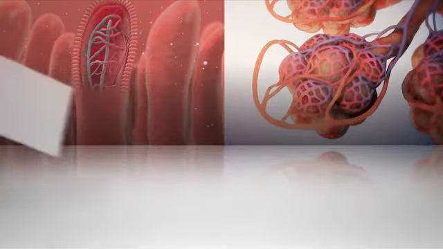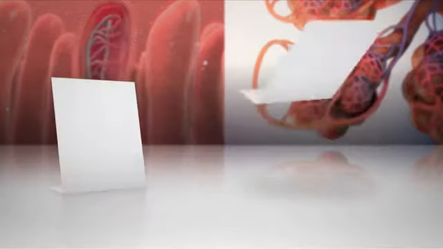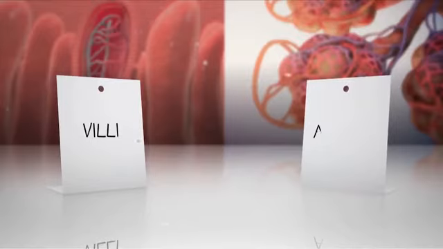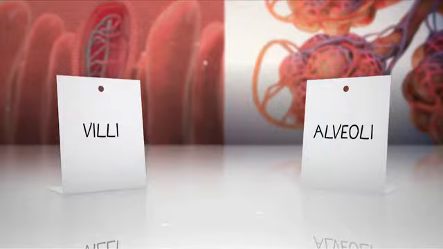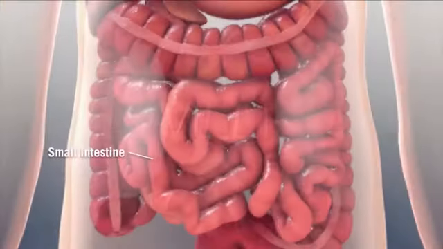In the model for today, you will have index cards with a hole in them, representing the villi and the alveoli. Let's take a closer look at each of these structures to find out what they do. Villi are part of the digestive system.